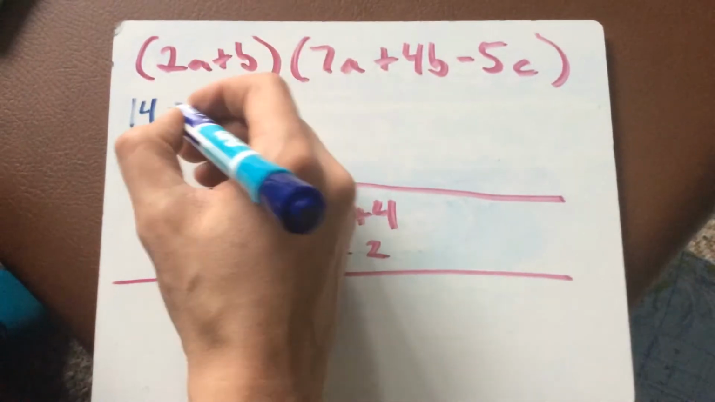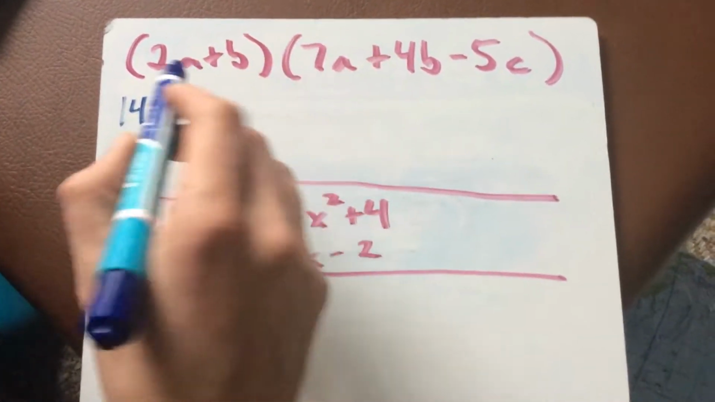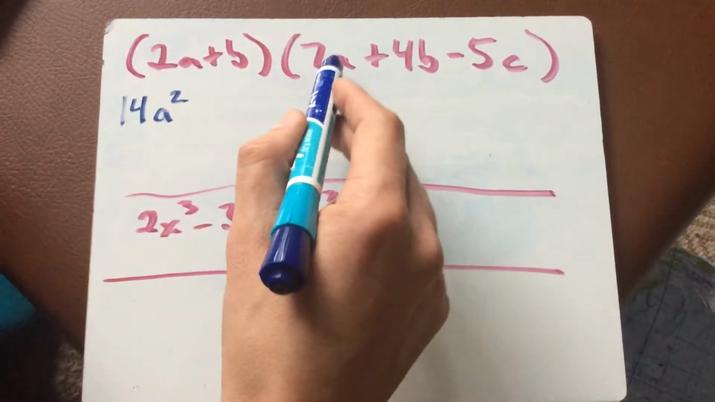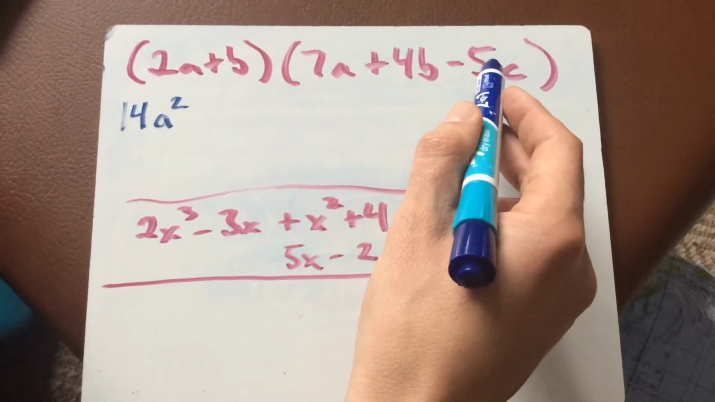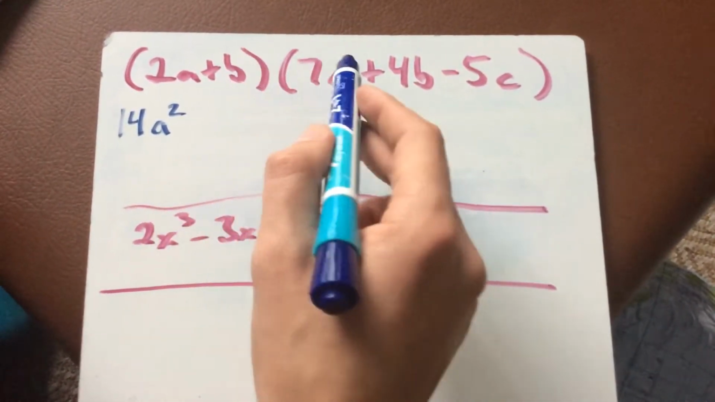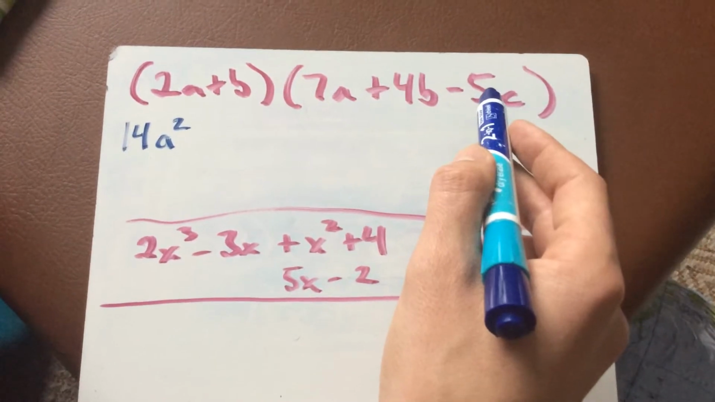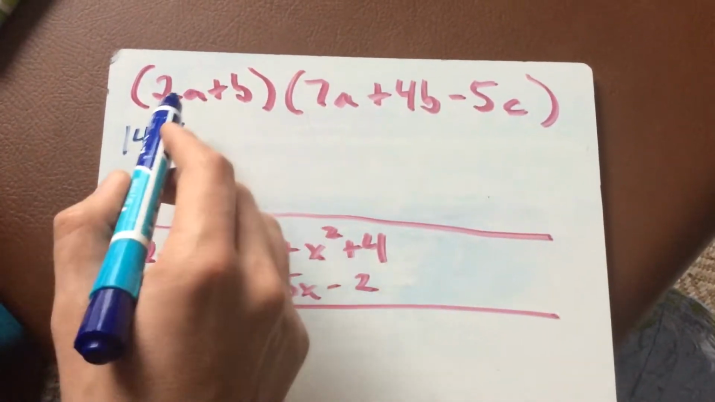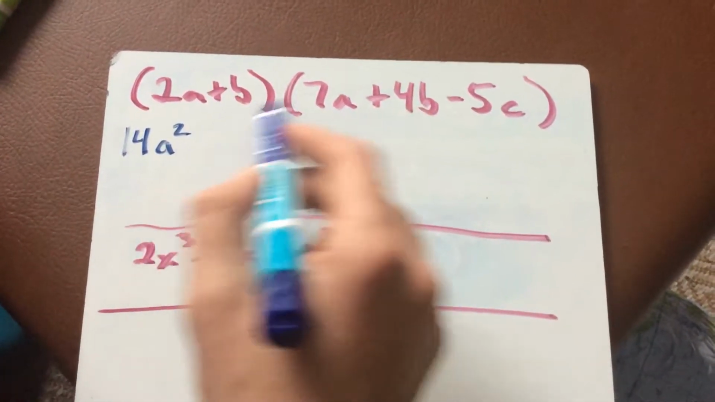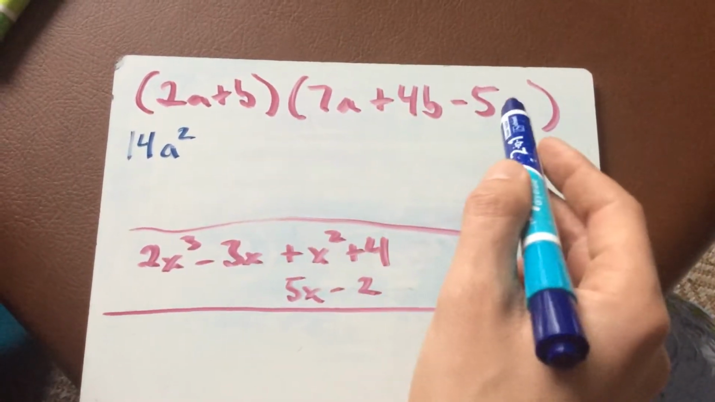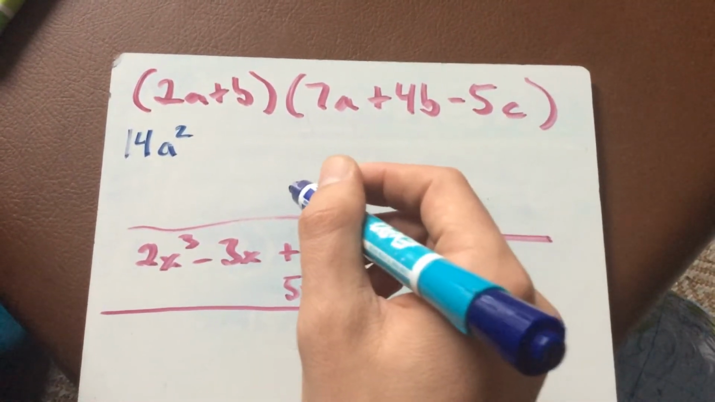A times a is a squared. I'm going to multiply this 2a by all three of these. Then I'm going to multiply the b by all three of these. So I should end up with 6 terms. This times 3, so that's 3 terms. And then the second one times 3, that's another 3 terms. So that's 6 total terms.